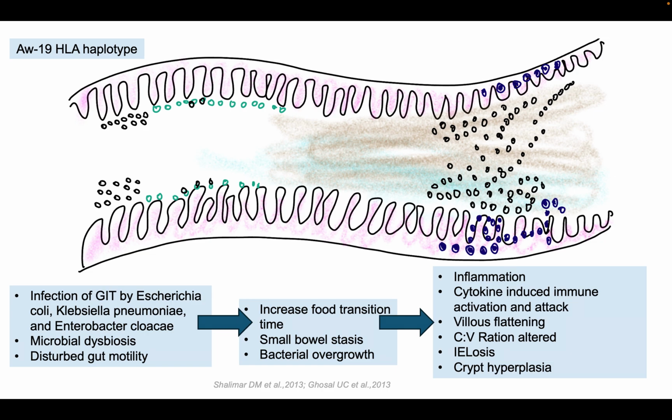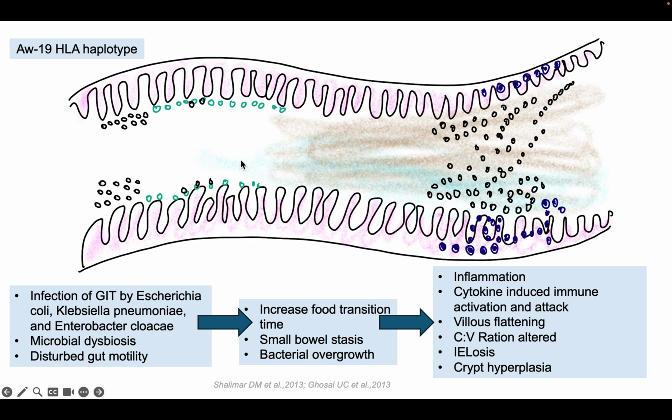So what is the association with the genetics? So HLA AW19 haplotype are at risk. Okay, nobody knows the exact pathogenesis, but I am explaining from the details I gathered from some articles. So here you can see the infection of the GIT by Escherichia coli, Klebsiella pneumoniae and Enterobacter cloacae. This will cause microbial dysbiosis. So your normal microbiome will be disrupted, and they will no longer be able to digest the food at the same pace.